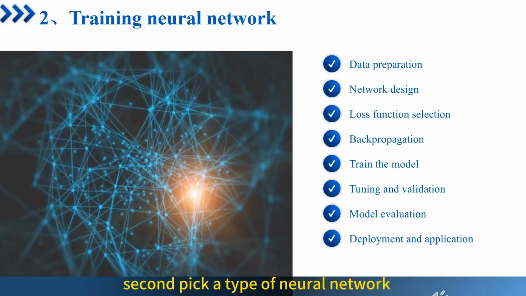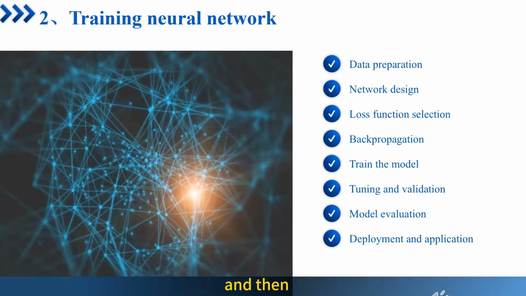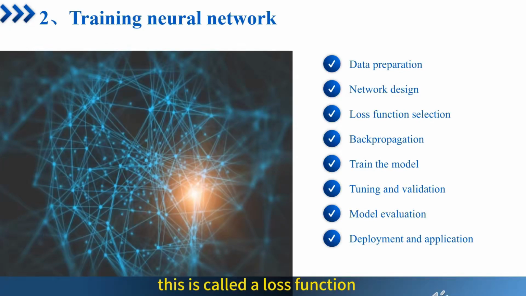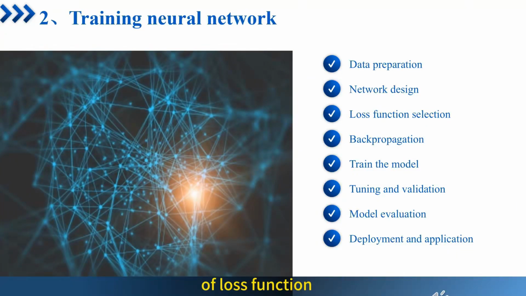Second, pick a type of neural network that makes sense for your data and your problem. You will need to choose things like how many layers you want in your network and what kind of activation functions you want to use. And then choose a way to measure how well your model is doing. This is called a loss function. Different types of problems require different types of loss functions.